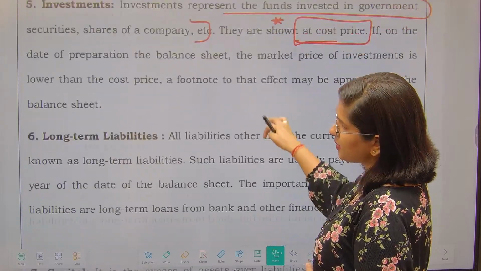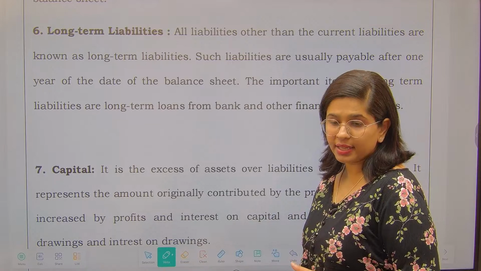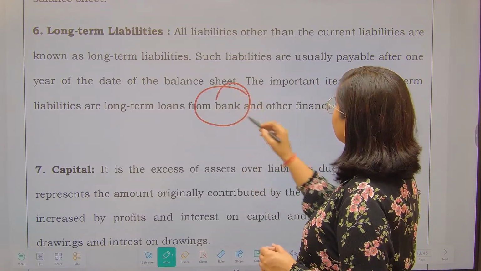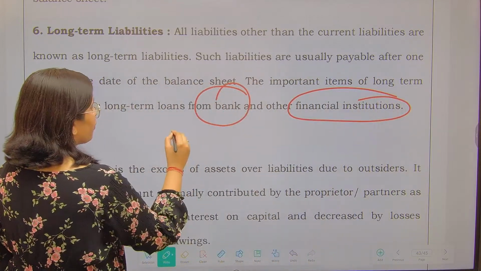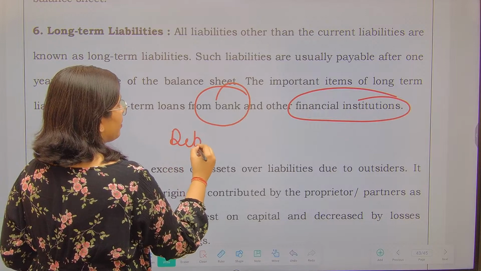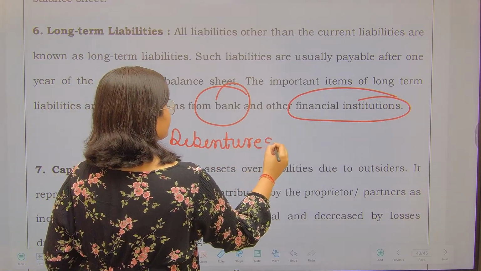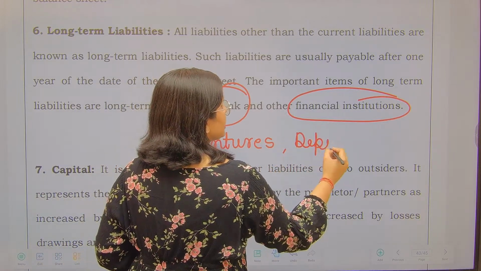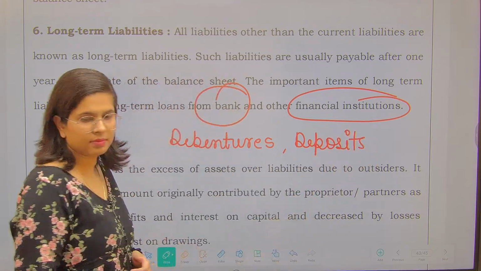Long term liabilities means the liabilities which need to be paid out after a year. Such kind of liabilities are like bank loans, loans from other financial institutions. In case of a company, this also includes debentures, deposits. These are taken for a period of more than a year, right?